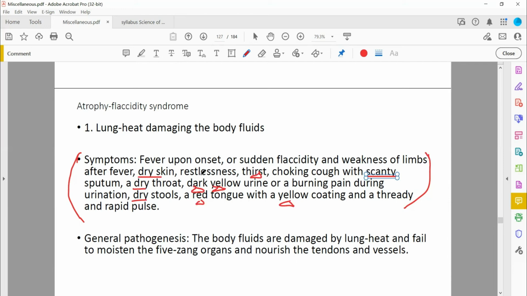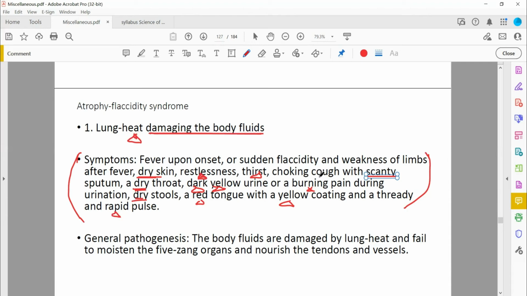Thirst, restlessness, burning pain, rapid pulse. These words tell you there is heat. And dry means there's heat damaging the body fluid, right? It's dry, damaging the body fluid.